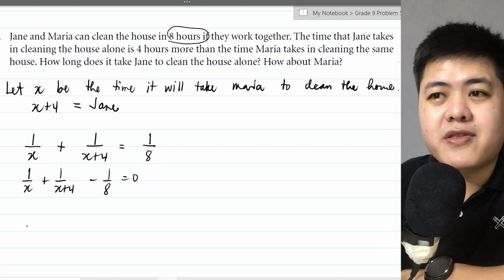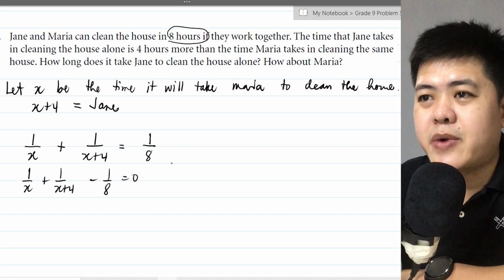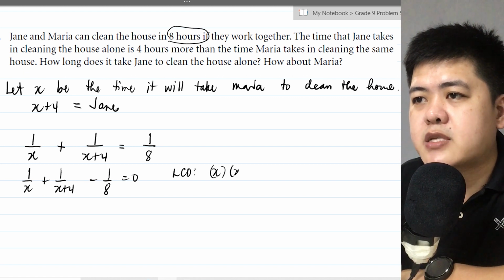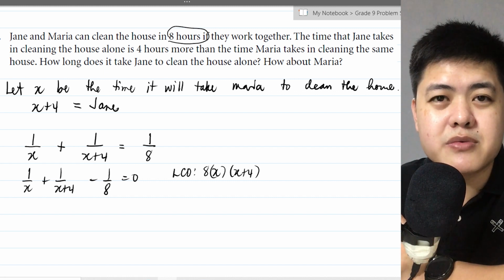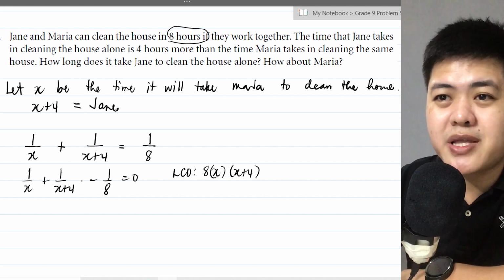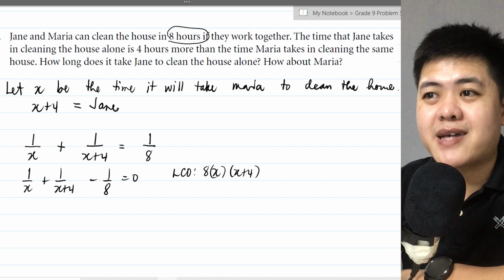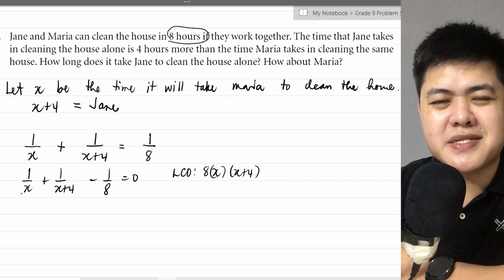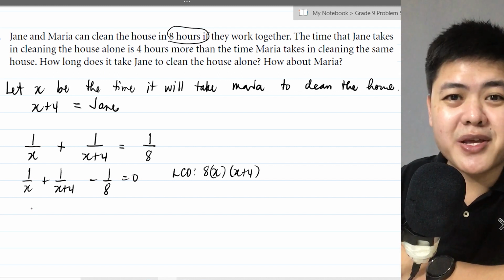And then we multiply everything by the LCD. Our LCD is x times x plus 4 times 8. So, if you want to do what I taught earlier, that's also fine. If not, you can multiply everything by 8x times x plus 4, the LCD. Okay. Or, do what we did earlier.